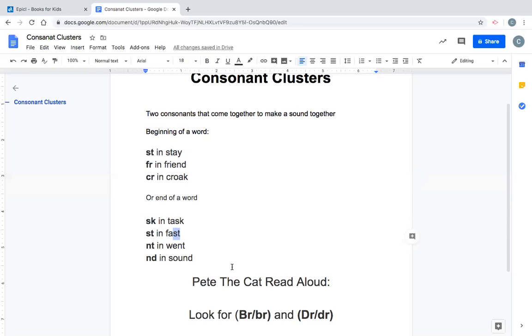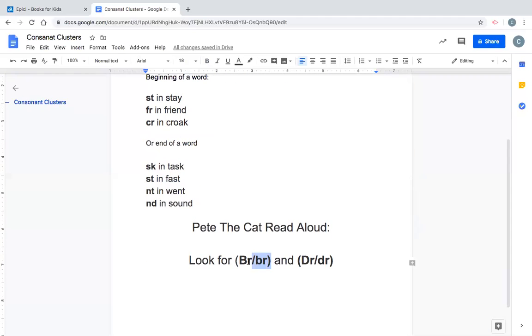So that's going to be our job as we're reading this book. We'll be trying to find the consonant clusters BR in words, and also the consonant clusters DR in words. Also, as we are reading through these pages, we are going to be counting how many BR words we found and how many DR words we found. So, we are ready to read Pete the Cat.